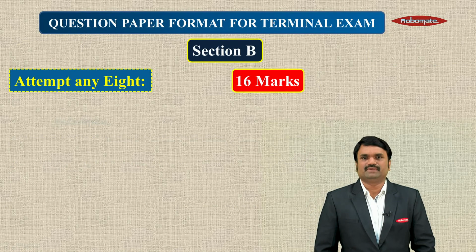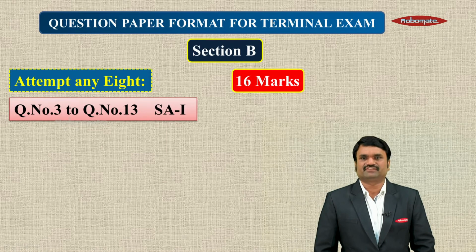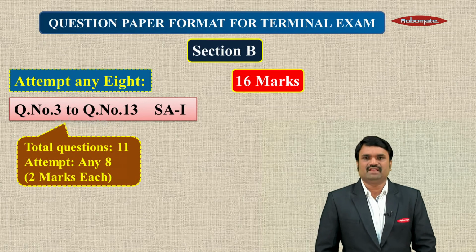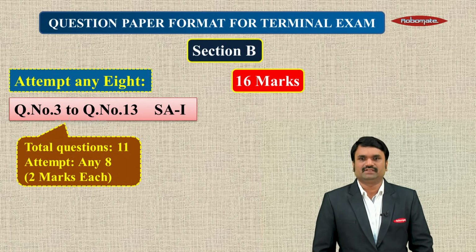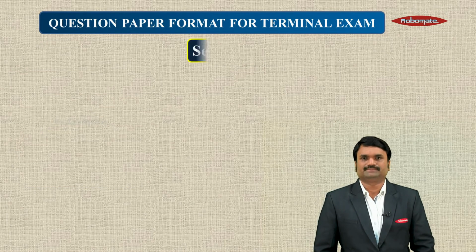Let us discuss section B in detail. You will have to attempt any 8 questions, each having a weightage of 2 marks. Total weightage will be 16 marks. The question numbers will be from question number 3 to question number 13. The nature of the questions will be short answer type. So total questions will be 11. You will have to attempt any 8, each having a weightage of 2 marks.